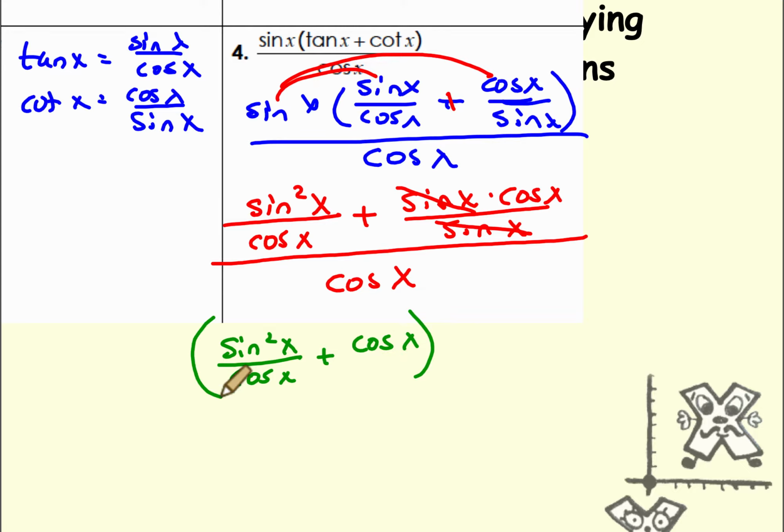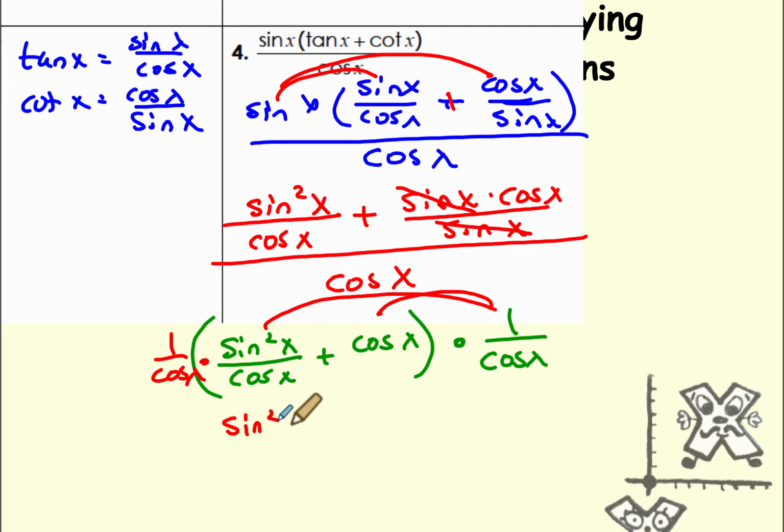And division, remember, is multiplying by the reciprocal. So I'm going to multiply by 1 over cosine. Okay, now back to what I did the first time, I'm going to distribute. So I have 1 over cosine times sine squared. That's going to give me sine squared x, and in my denominator, cosine times cosine is cosine squared x. Then over here, I'm going to do cosine of x times 1, and my denominator is cosine of x.